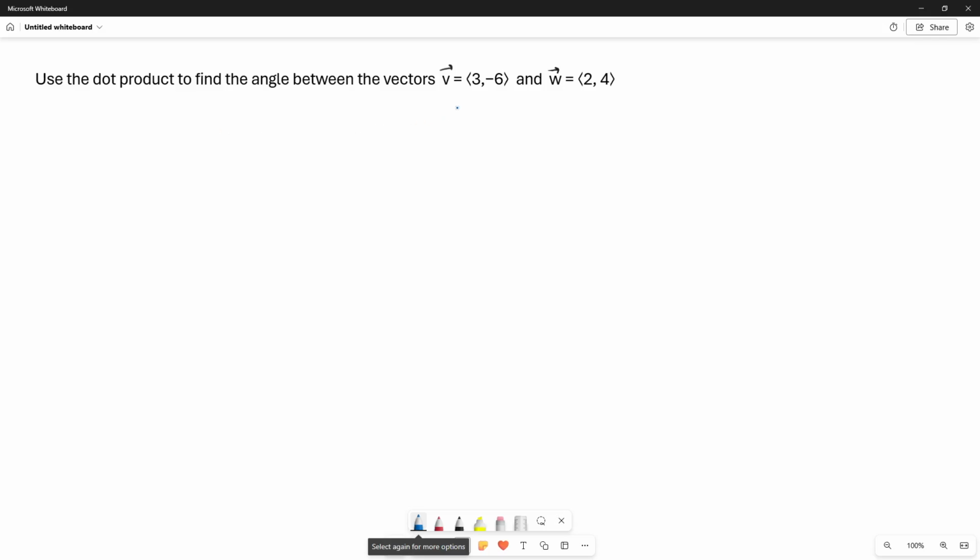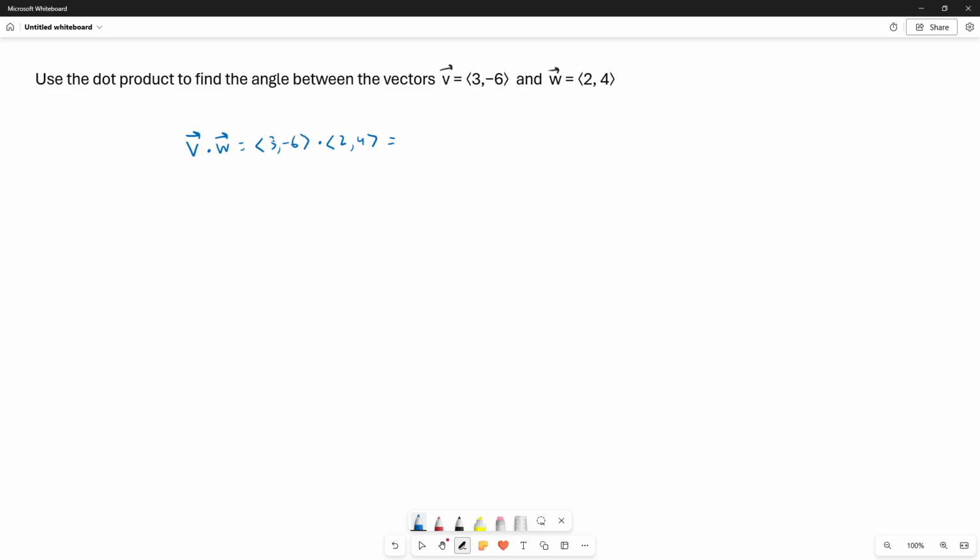To find the angle between the vectors 3 comma negative 6 and 2 comma 4. So first we will compute the dot product of v and w. So we have the dot product of 3 comma negative 6 and 2 comma 4. And the dot product is the sum of the products of the corresponding components.